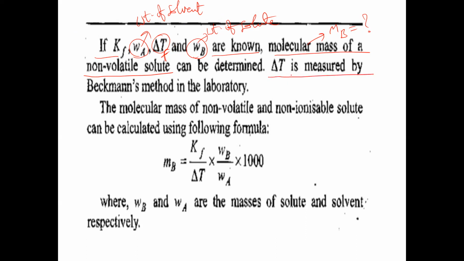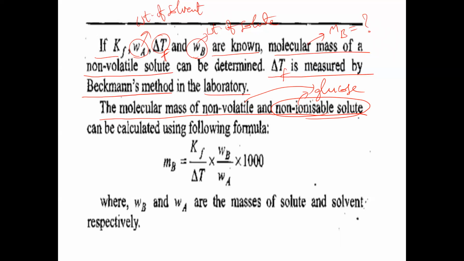Delta Tf, the depression in freezing point, is measured by Beckmann's method in the laboratory. If you want to measure the delta Tf in any situation, we have to use Beckmann's method. Then the molecular mass of a non-volatile and non-ionizable solute. A non-ionizable solute is, for example, glucose. Glucose is non-volatile and non-ionizable, meaning glucose neither dissociates nor associates in water.